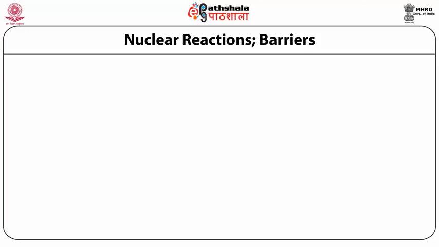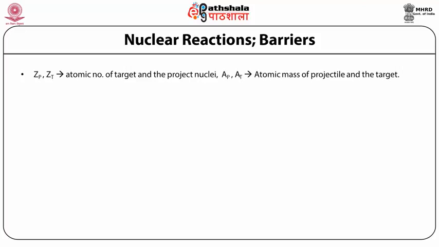Nuclear reactions, barriers. So putting in the values of Zp and Zt, which are the atomic numbers of the projectile and target nuclei, and the values of AP and AT, which are the atomic masses of the projectile and the target, we can find the Coulomb barrier in the center of mass frame as well as in the lab frame. Once we know the value of the Coulomb barrier, we are sure that we need energy more than the Coulomb barrier to observe the nuclear reaction.